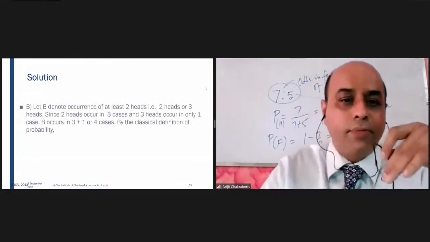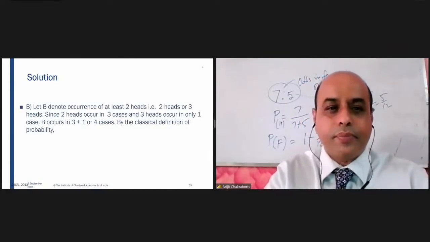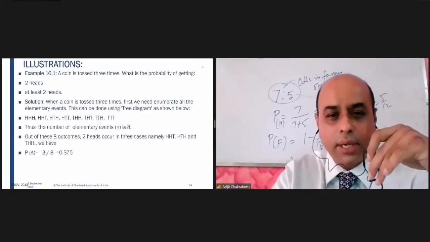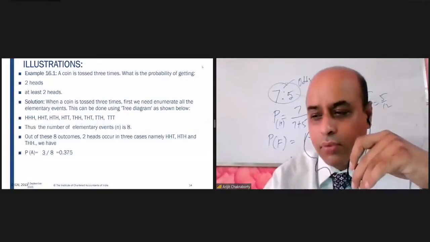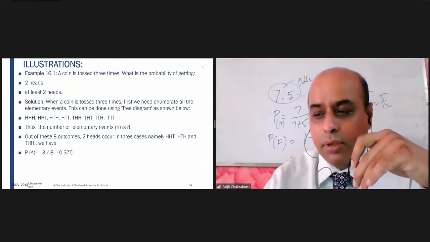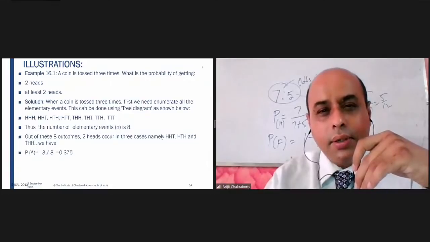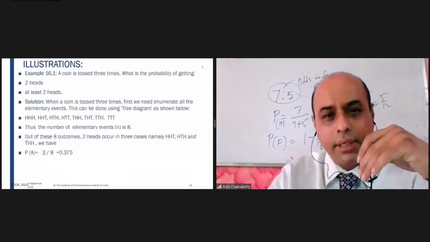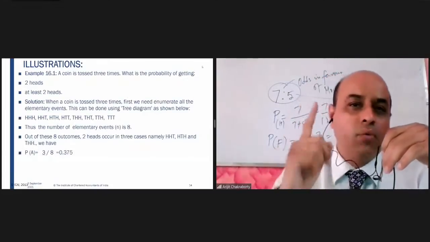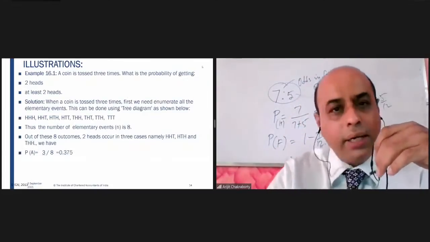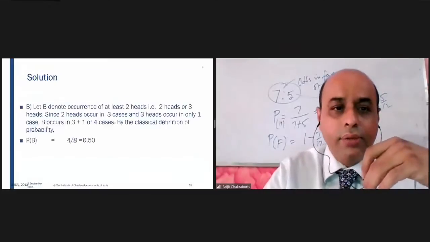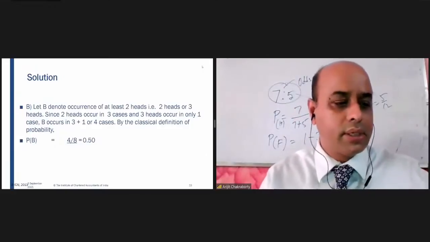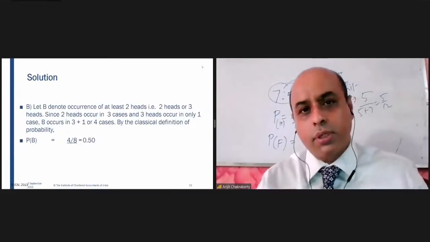Now, that means in this case, 2 heads can occur in how many ways? We have already seen in the last slide, 2 heads can occur in 3 possible ways. And one more possibility can happen, that is getting 3 heads. 3 heads can take place in only one situation, HHH. That is one event where you get 3 heads. Therefore, the solution that at least 2 heads is given by 3 plus 1, that is 4 cases, and the total number of possible cases is 8.